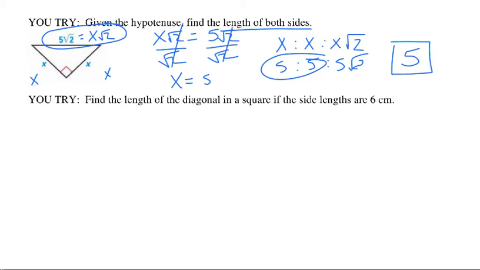So if you find the length of the diagonal in a square, if the side lengths are 6, go ahead and draw a picture. When you're ready to check your answer, go ahead and push play.